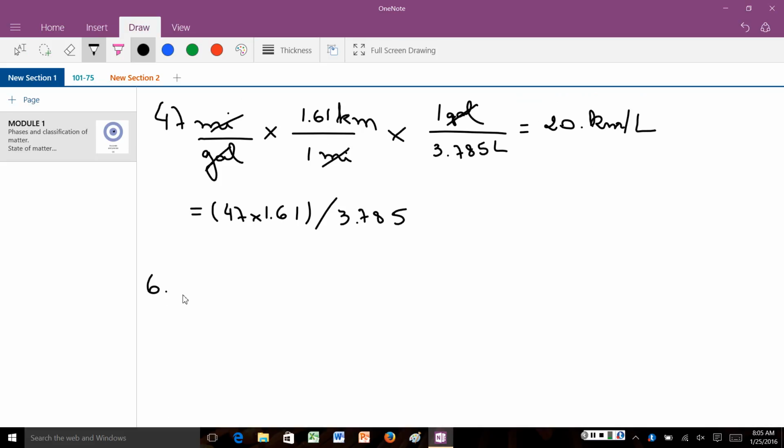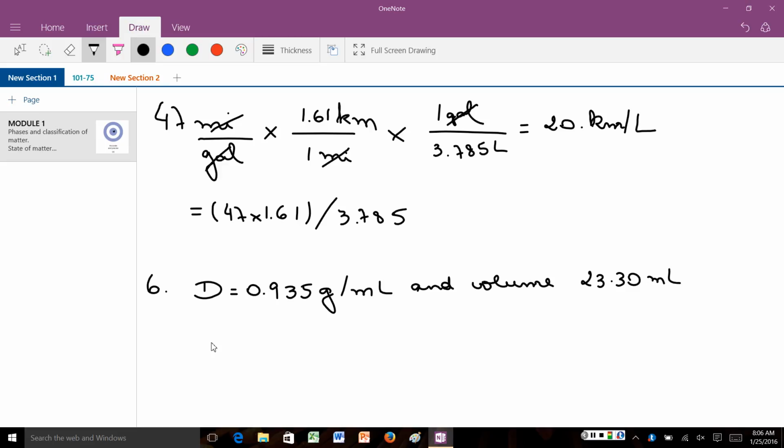Next one. Calculate the mass of the object whose density is 0.935 grams per milliliter and volume 23.30 milliliters.